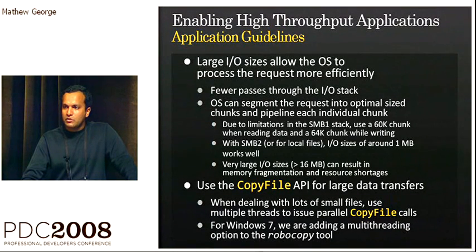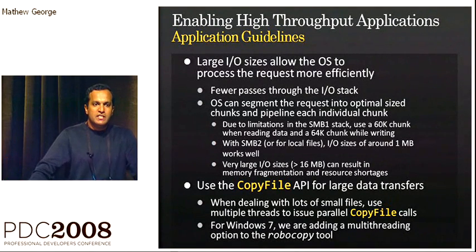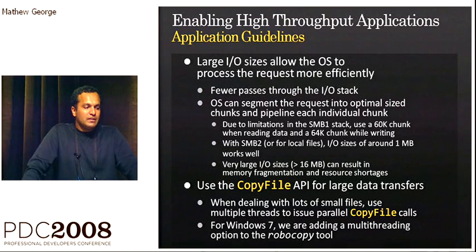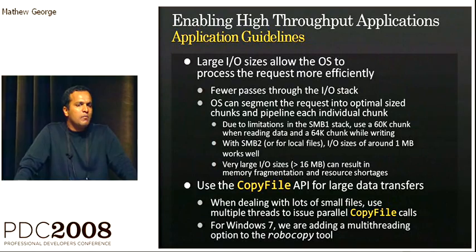And in Windows 7, Robocopy is a fairly popular tool among power users and administrators. So we are adding a multi-threaded option to Robocopy, so you can now specify the number of threads, and it will spawn several instances of the copy at the same time, and that speeds up the process by a significant amount, actually.